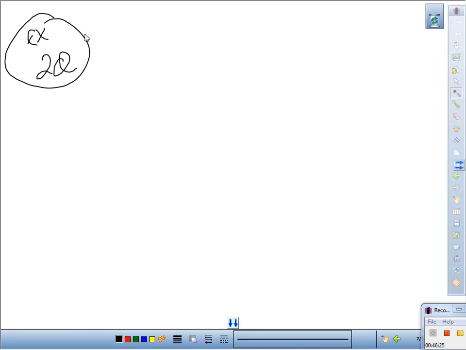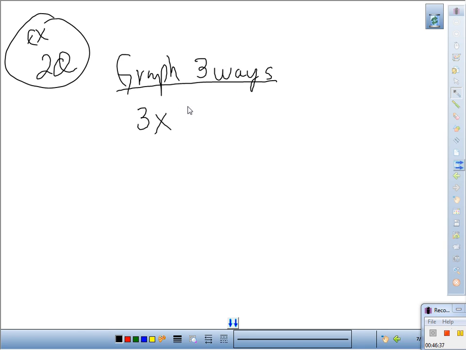On your blank sheet of paper, write example 2Q. And you're going to write graph 3 ways. Here's your new equation: 3x minus 3y equals 15.